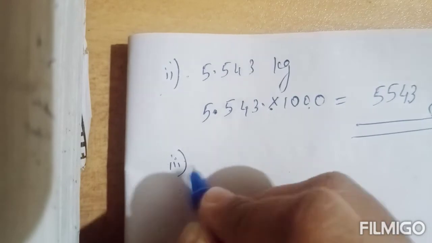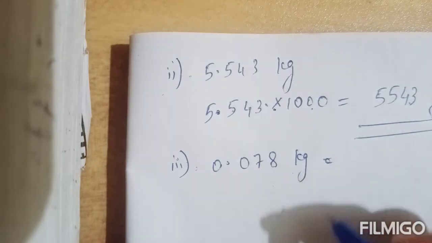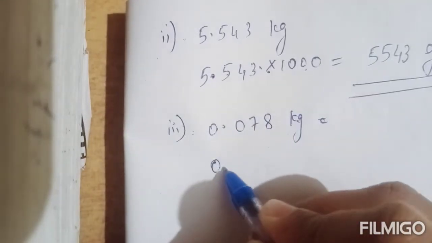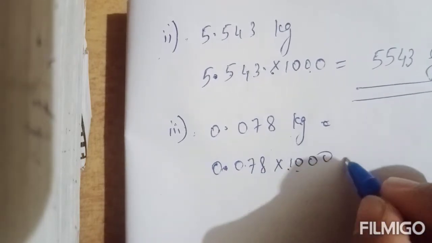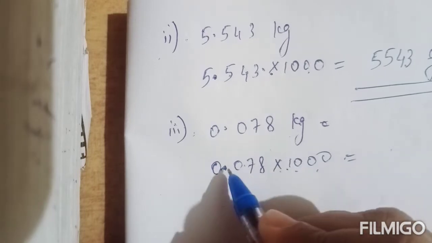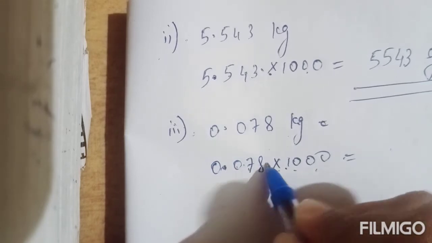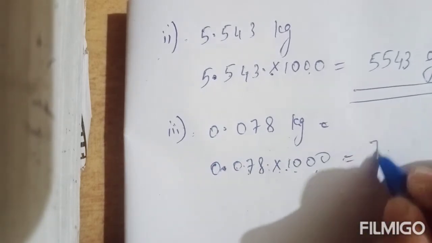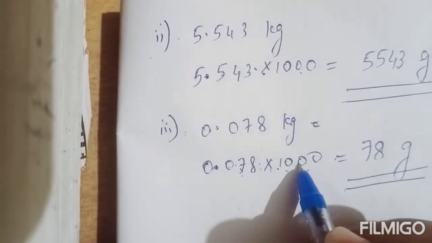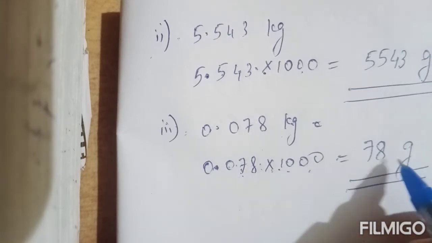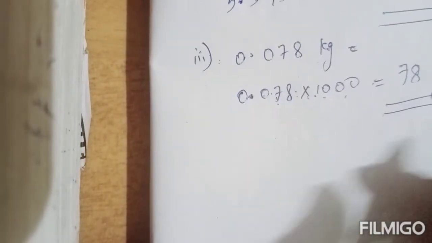Third one, 0.078 kilogram. In order to convert kilogram to gram, just multiply by 1000. 0.078 into 1000. So multiplication by 1000, the decimal point will move 3 places to the right. Okay, so this is 1, 2, 3 here. 78 gram. Okay, 0.078 into 1000 is 78, and the unit will be gram. 78 gram.